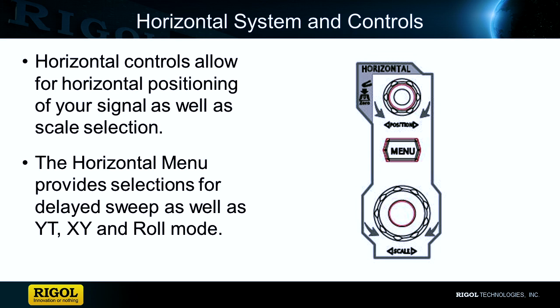analyze signals of interest. The horizontal menu button is used to enable delayed sweep, as well as 3 different sweep modes. They include XT, XY, and roll.